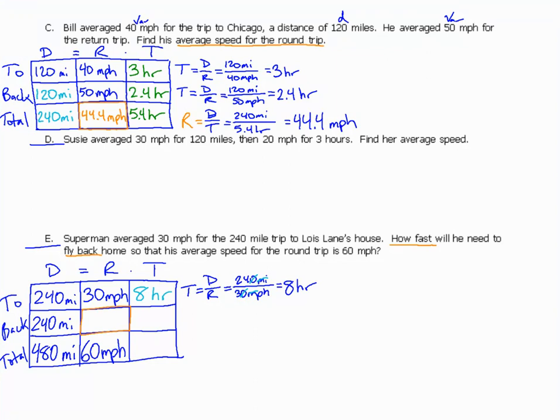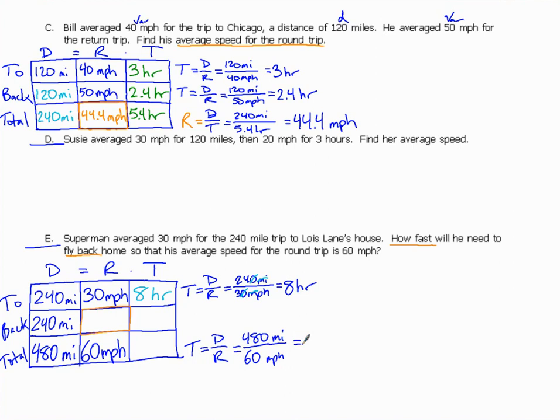So we're going to have to figure this out. How long is this round trip going to take? We don't have enough information to figure out the time on the return trip yet. But if we figure out how far the total distance is and how fast he wants his average speed to be, we can figure it out. So time equals distance over rate. 480 over 60.